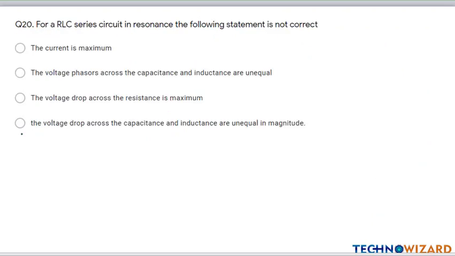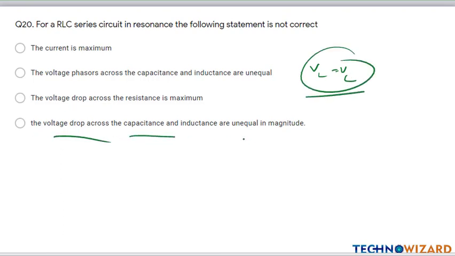Next question. For an RLC series circuit in resonance, the following statement is not correct. In resonance, we know that VL is equal to VC. We know this, but they have said the voltage drop across the capacitance and inductance are unequal. They are equal for resonant condition. Therefore, this is wrong. Option D is the correct answer.